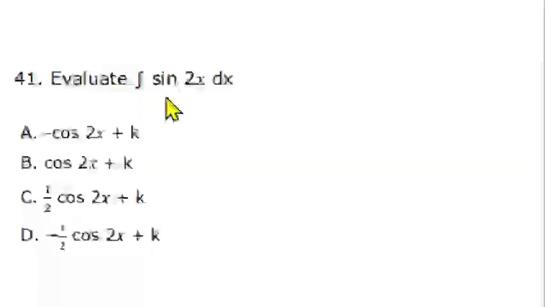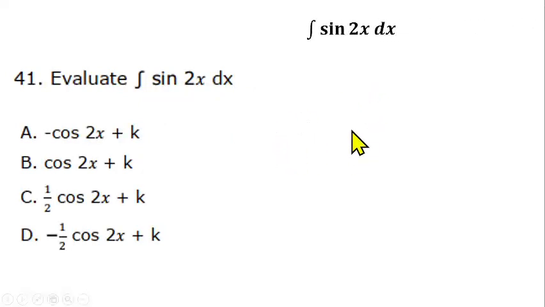Question number 41 is from integration. We have to integrate sin 2x dx. So it's very simple as well. This is also a function of a function. So that means you have to integrate by substitution method. If I have 2x here, I can call it u. So I will differentiate u with respect to x here. I have du/dx to be equal to 2.